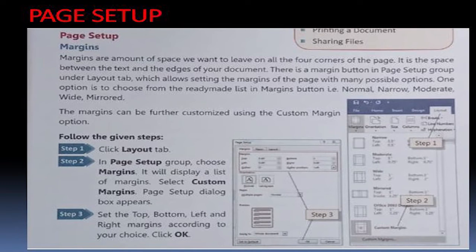Follow the given steps. First step is click the layout tab. In the page setup group, choose the margins. It will display the list of margins. Select custom margins. The page setup dialog box appears. Select the top, bottom, left and right margins according to your choice. Click on OK. Now let us see the video.